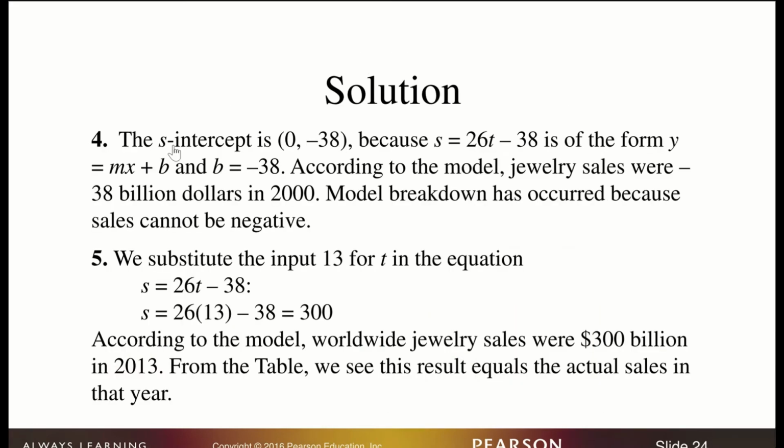So what is the y-intercept of this model? Remember, that's going to be the b, so therefore 0, negative 38 will be the y-intercept. So what does that mean? Basically, it means in the 0th year, that means the beginning of the experiment, so in 2000, basically, the sales were negative $38 billion, right? So this is actually a model breakdown, right? Because sales obviously cannot be negative, right? You either sell or you don't. The worst case scenario is you don't sell anything, in which case the sales would be 0.